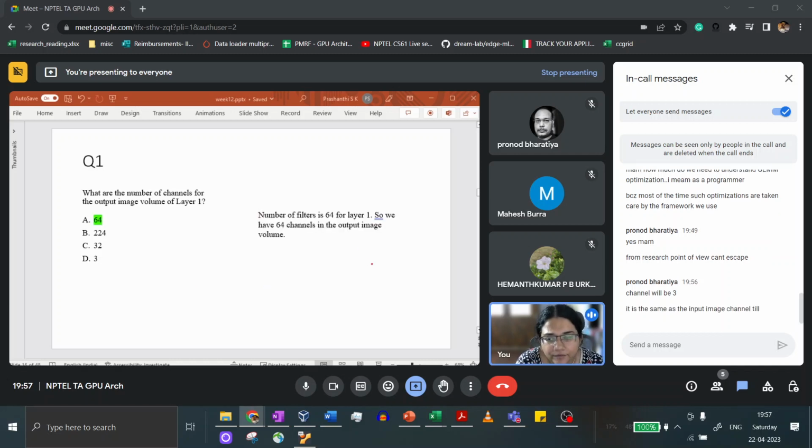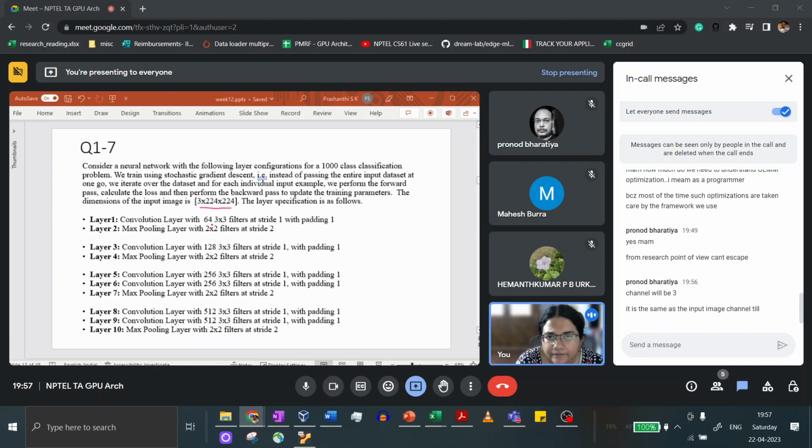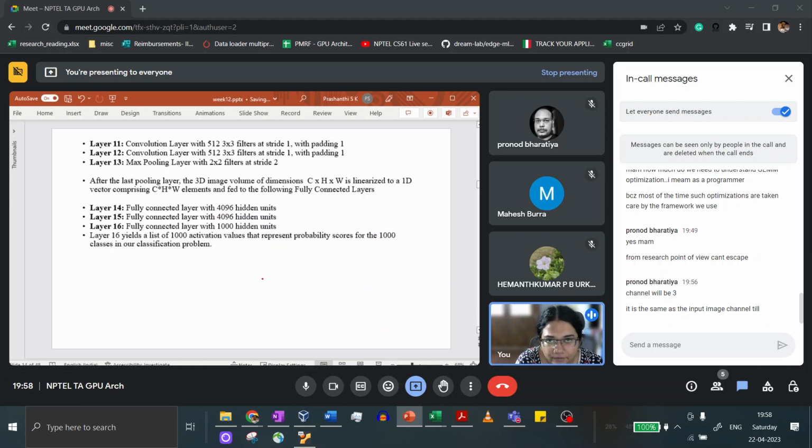So it's actually 64. Let's look at layer 1. We have 64 3 cross 3 filters, right? Now remember, your input image has 3 channels. But if you remember that picture that we had in week 11, what happens to these 3 channels after the convolution layer? They are summed up, right? There is an element wise addition. So this essentially goes down to 1. So the number of channels that you have after a convolution layer will be equivalent to the number of filters that you have. That's why it is 64 and not 3.